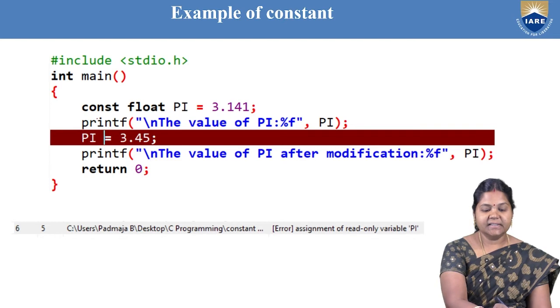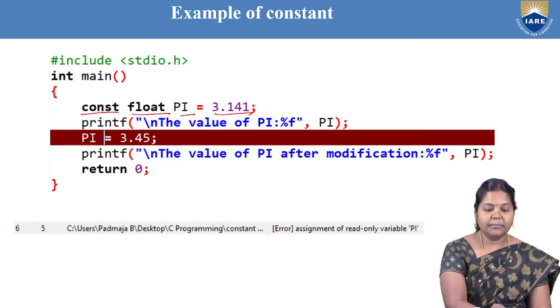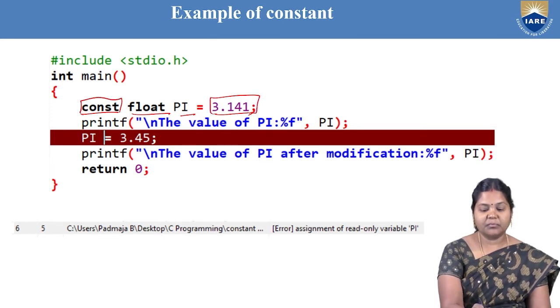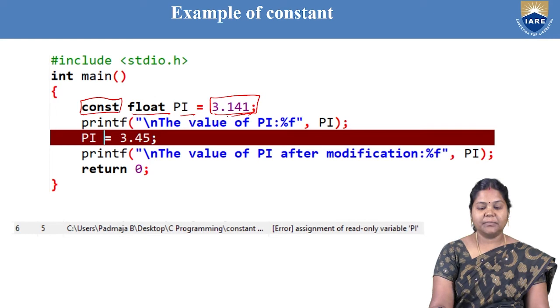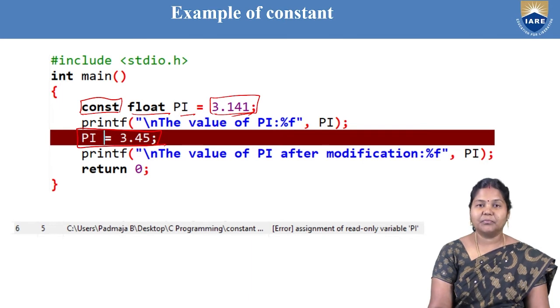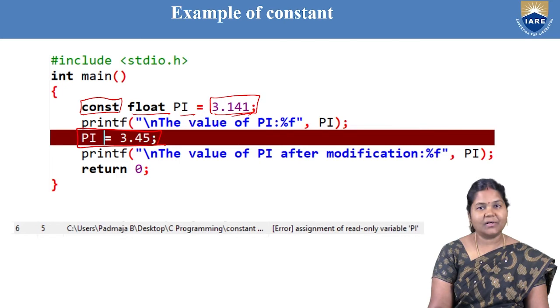Now, you can see in this example, const float pi 3.141. Because of the usage of the const keyword, the value of pi is now fixed throughout the program. It is 3.141 only. Whenever you try to change or modify the value of pi to 3.45, you will get an error because it is declared as a constant, not as a variable.